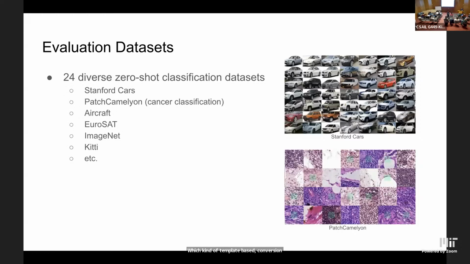And then for the downstream evaluation of zero-shot classification, we evaluate on 24 diverse classification datasets. I'm not listing all of them here, but they include, for example, Stanford Cars and PatchCamelyon, which is a cancer classification dataset. So it's a very diverse set of things. There are satellite images in there, driving data, aircraft, and so on.